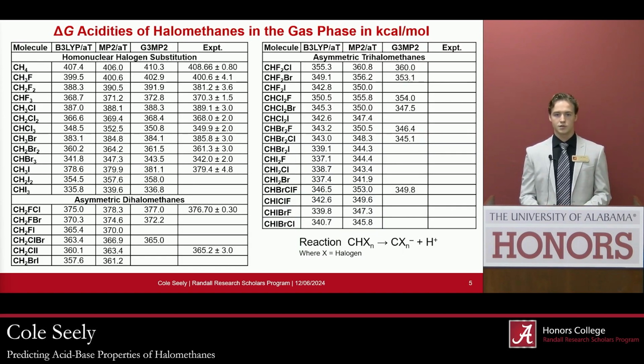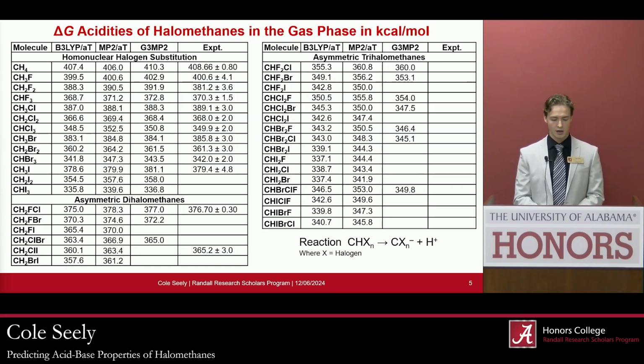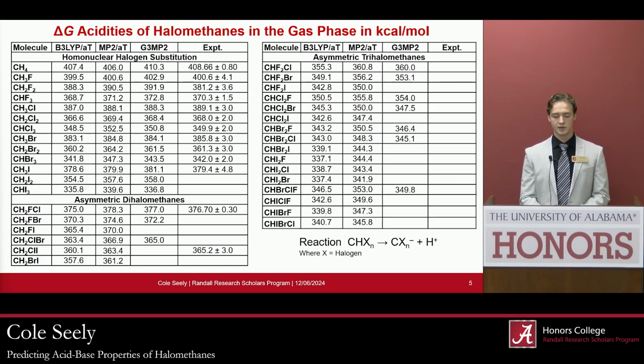So here are some of our results. This is a table of delta G acidities of halomethanes in the gas phase in kilocalories per mole. You can see with the experimental values on the right-hand side gathered from NIST that our calculated theoretical values are extremely close, falling within either the experimental error of the values or within 1 kilocalorie per mole, which is the chemical standard for accuracy. You may also notice that CH2F2 is an exception to this. However, FPD, or Feller-Peterson-Dixon method, very high-level theory calculations, show that this experimental value is likely incorrect.